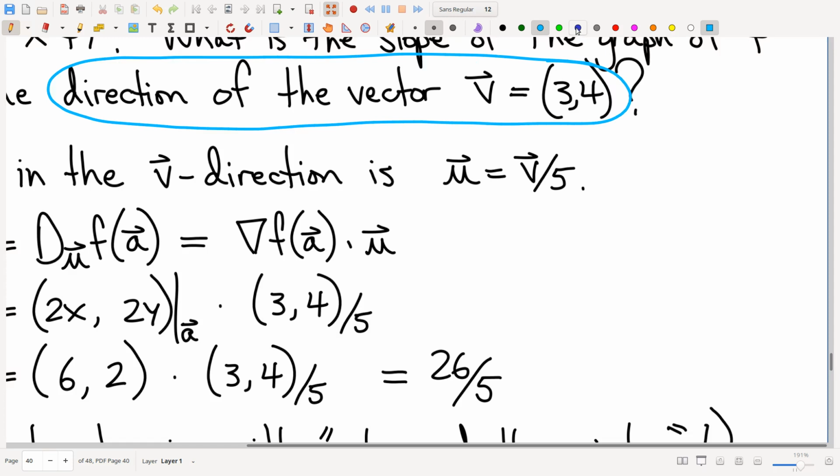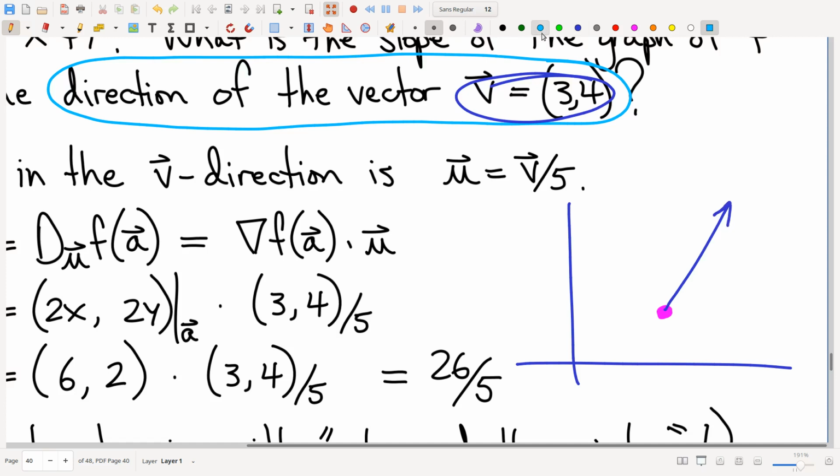But here is a different interpretation that students could make. Let's actually draw this out. Remember, we were looking at the point (1, 3). That's where we are. We're looking at this vector (3, 4), telling us which direction we're going.